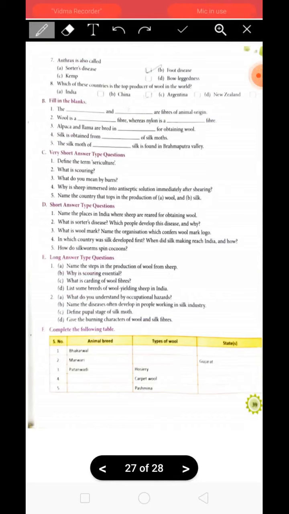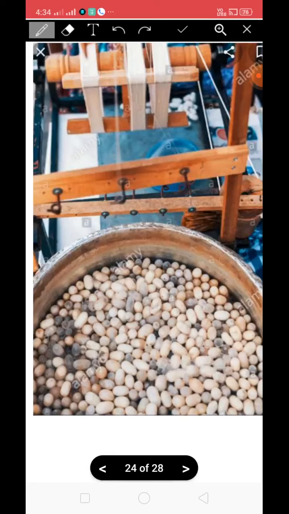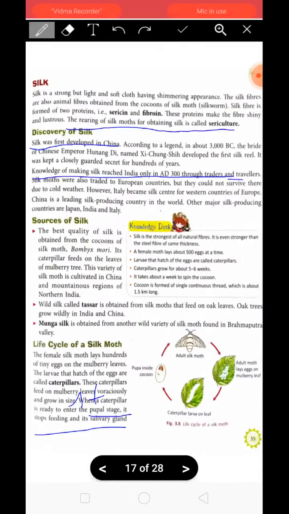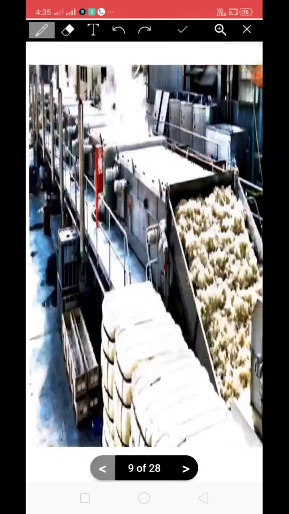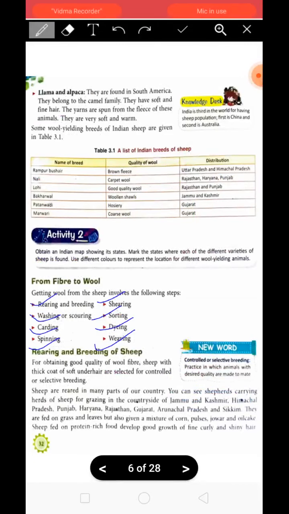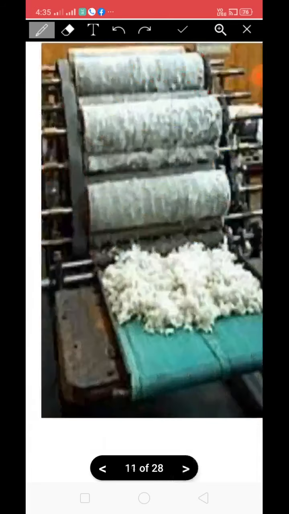Next is question D. List some breeds of wool yielding sheep in India. It is given in table form in the book. You will write from that table. You will write the names of the sheep. This is the portion that you have to write. Clear? This is your answer. Now next question.